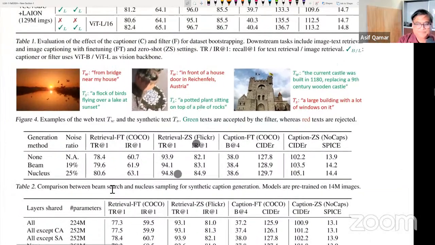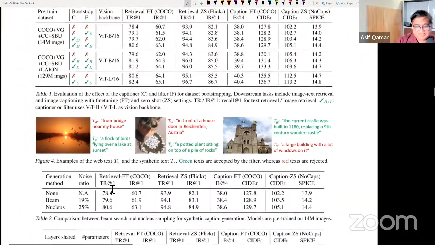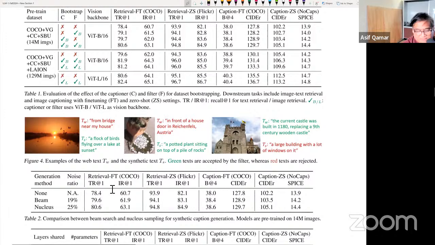Is this better? So guys, look at this figure 4. Examples of the web text, TW. So TW is the caption that came from the web, in this raw data. And look at the caption that the machine produces. Obviously, it is not necessarily always good. Right? It can also make mistakes. So look at the first picture on the left. What do you see? Birds over a lake, right?